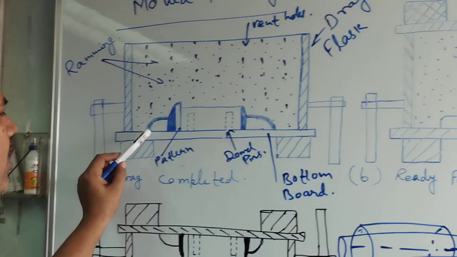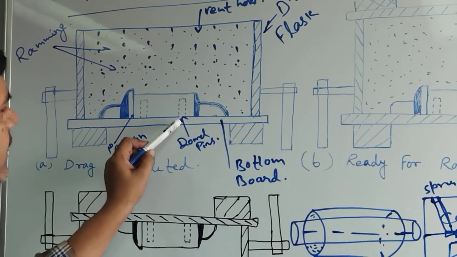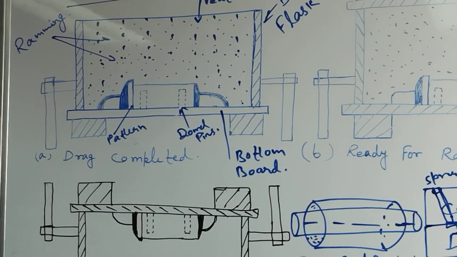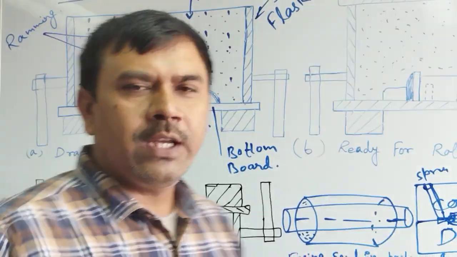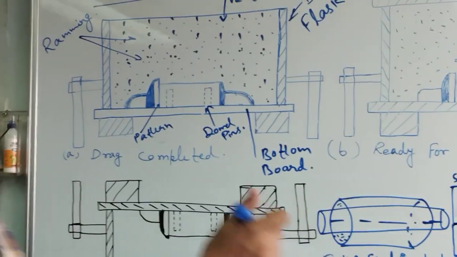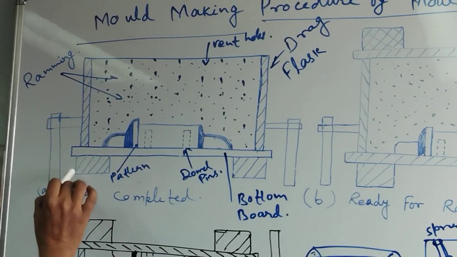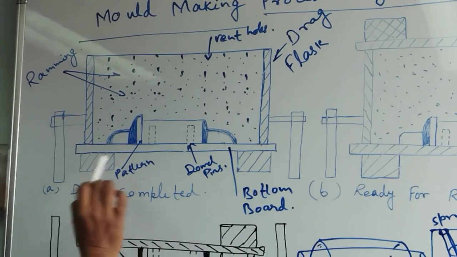This is the bottom board. This is dowel pins space. Now the procedure is started. We have taken the platform of the molding.